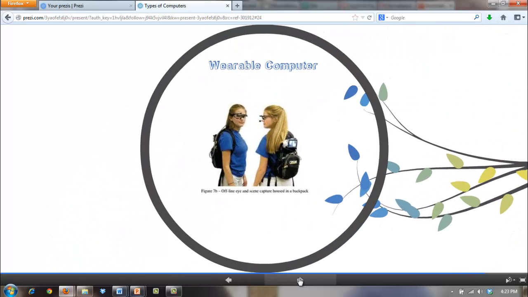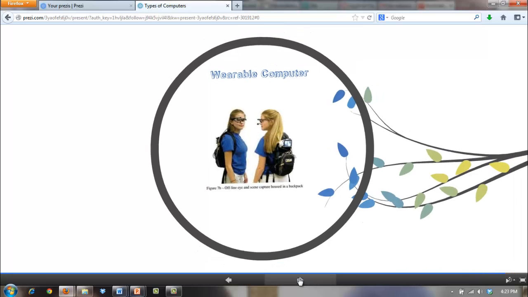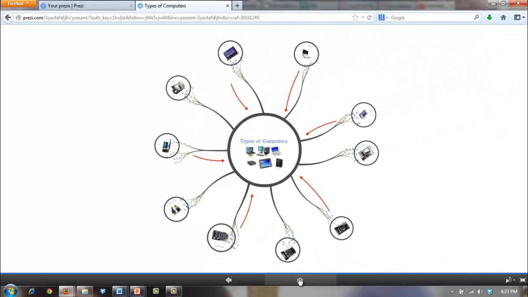The latest trend in computing is wearable computers. Essentially, common computer applications are integrated into watches, cell phones, visors, and even clothing. And those are several types of commonly used computers.